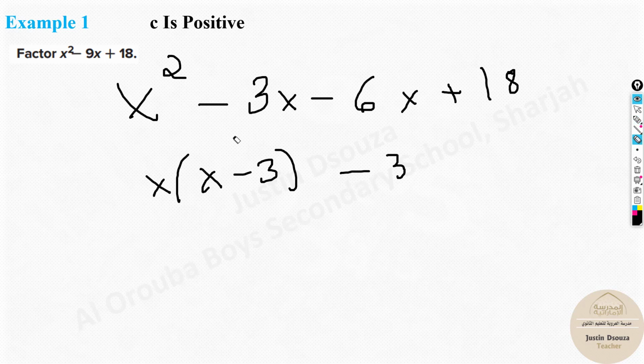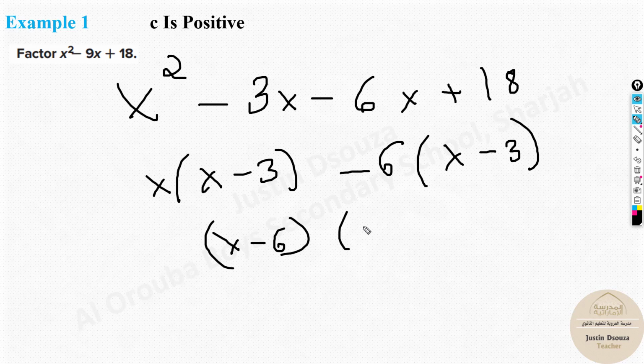Why? If you take negative 3, these both will match. Take minus 3 out, your remaining, no, take minus 6 out. Sorry, not 3. Minus 6 out. The greatest common factor must be removed. So then you will get x minus 3 over here. Now you can see these two are the same. It is x minus 6, x minus 3. This is the answer. What is the value of x? x will be 6 and x will be 3.